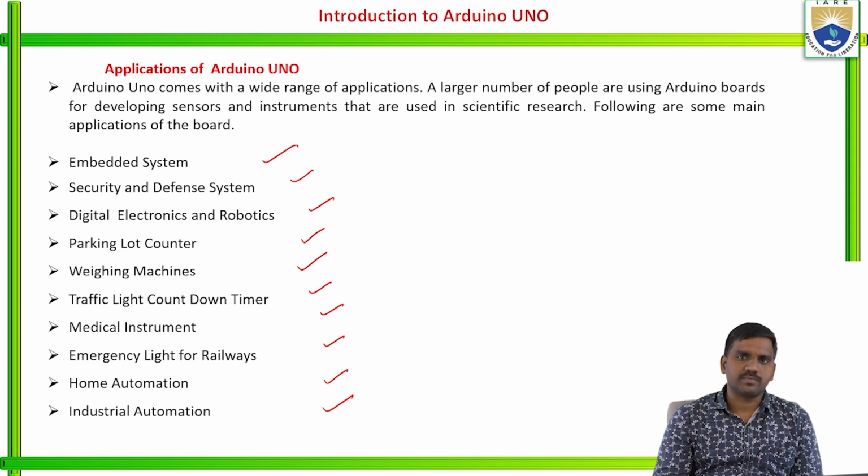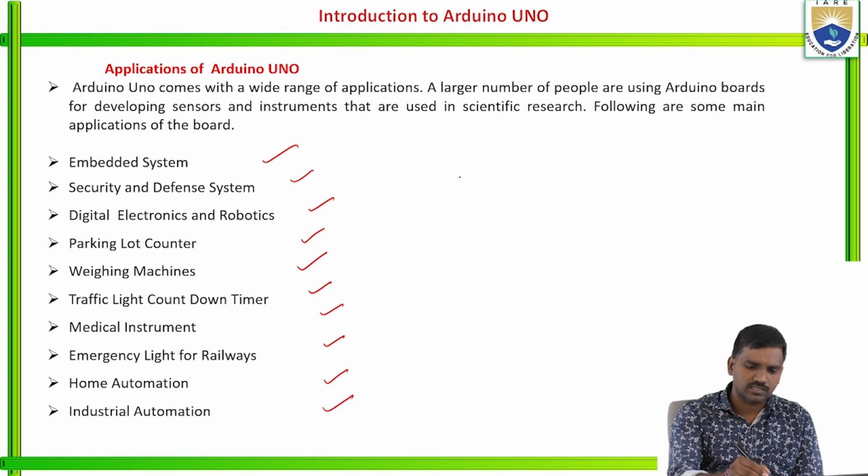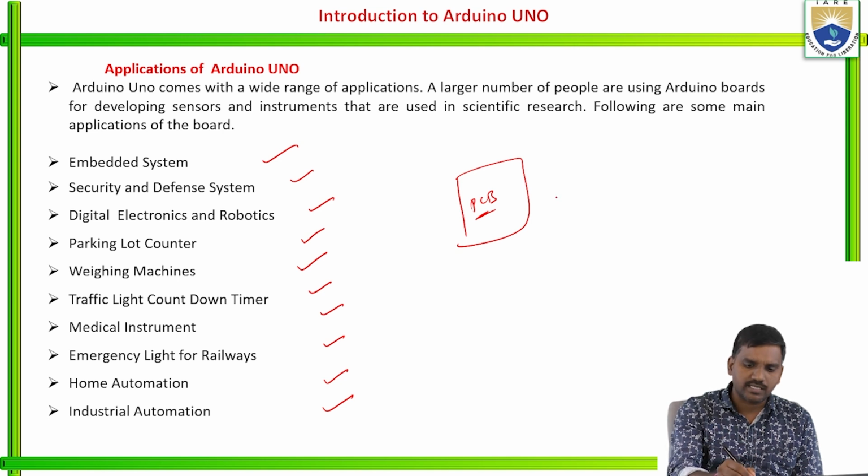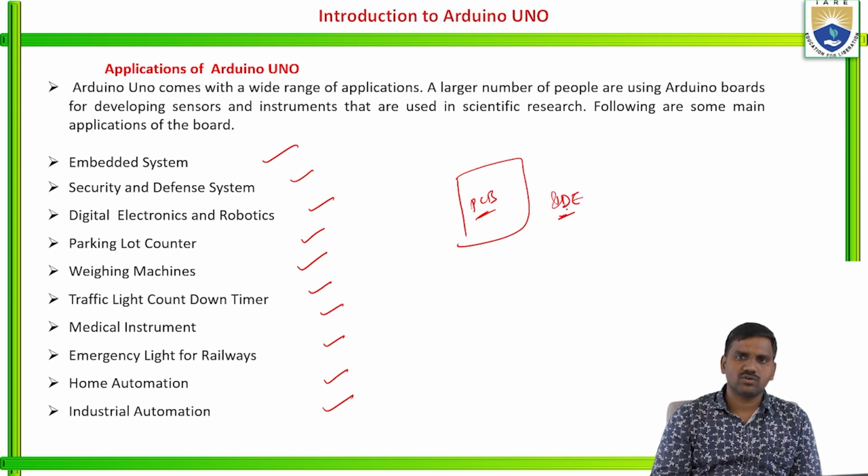Embedded system is nothing but developing PCB boards. Embedded is the combination of hardware and software. Using the software, we can dump the program into the Arduino by using the IDE, integrated development environment. So that is the application of embedded systems. In security and defense systems, we use it to identify unauthorized persons, fake persons.